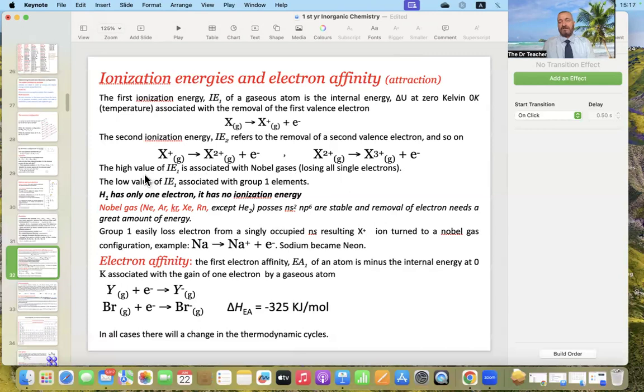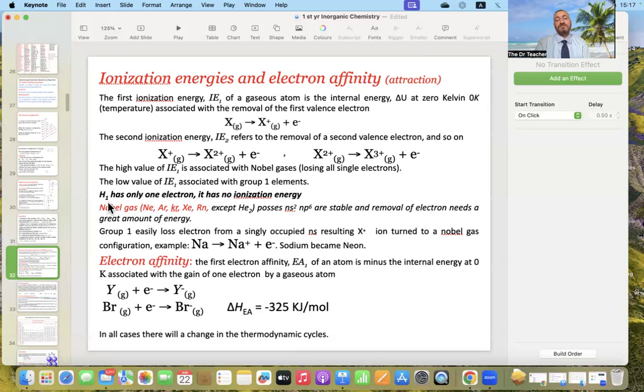Okay, the high value of ionization energy is associated with noble gases when losing all single electrons. The low value of ionization energy is associated with the group 1 elements. In the periodic table, the first group on the left side starts with hydrogen, with the others underneath. When you lose 1 electron from the first group, that's the first ionization energy, because they have a single electron.